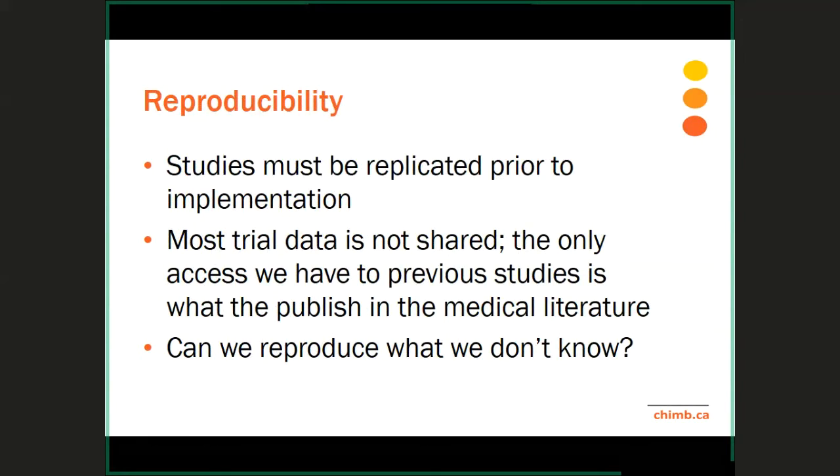I hope that there's a movement and I hope that it will change and maybe there'll be some more of this moving forward. But the only access people who write clinical practice guidelines have is what's published in the medical literature. So whether that be in a registry, in a protocol, or in a report, we can't reproduce what we don't know. So if it's not published, we can't reproduce it because we don't even know that it happened, or we don't know what the methods were.